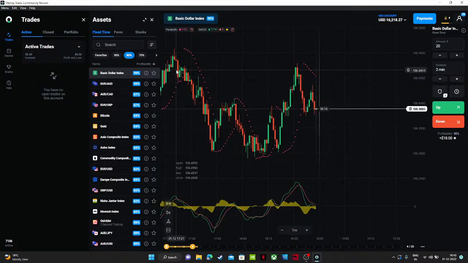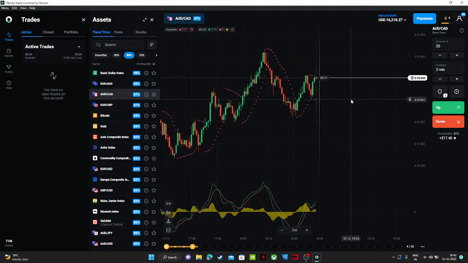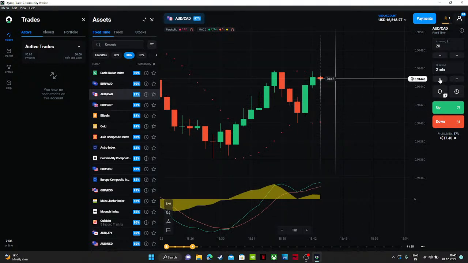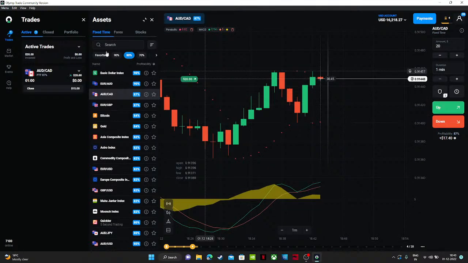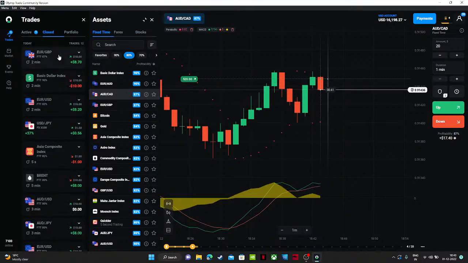AUD CAD 1 minute. Yeah, sure. We will look at the Australian dollar against the Canadian dollar here. Yes, we can make an upside trade here. Let us make an upside trade using the martingale technique. We have increased the trade amount to $20 from $10 using the martingale principle in order to recover the loss in the previous trade and gain some profit as well.